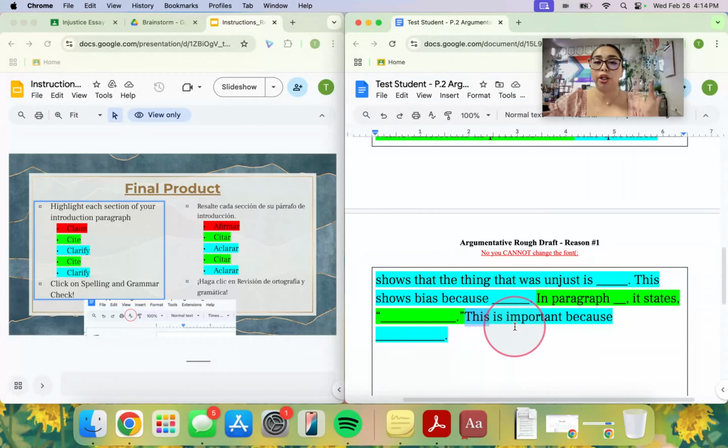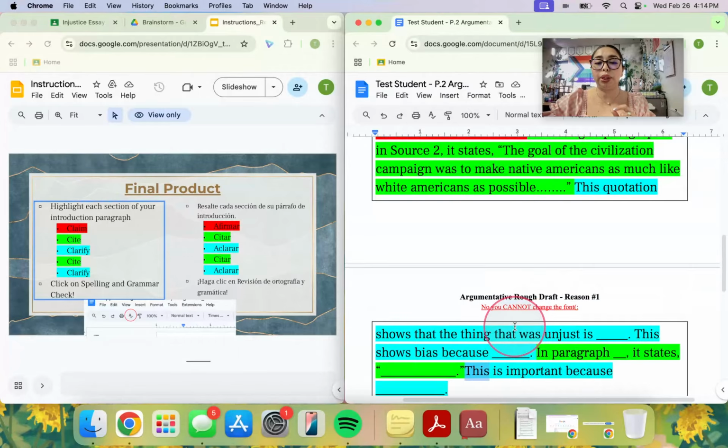Now, a reminder, a good rule of thumb: your blue should be a lot bigger than your green. If you are quoting a lot, if you're giving me a lot of quote from the text, then that means you have a lot to explain. So your blue should be just as big, if not bigger, than your green. If you've got a fat chunk of green and you have one itty bitty sentence in blue, that means you did not do enough explaining, and you need to go back and fix that. So I want you to check that right now. Is your blue just as big or bigger than your green? If it's not, you need to write more.